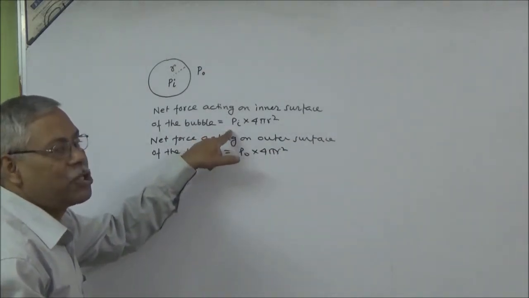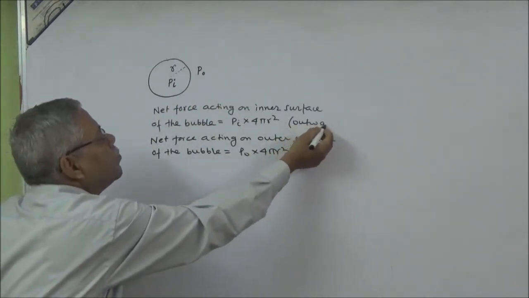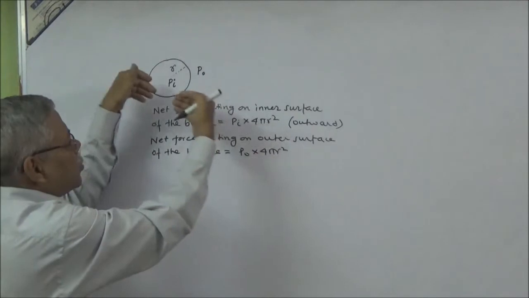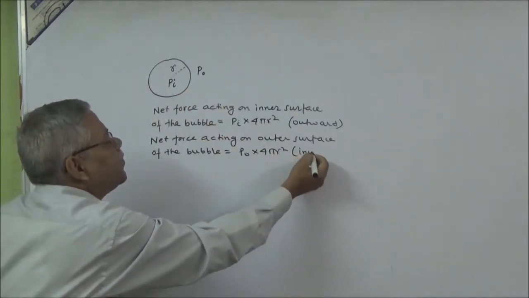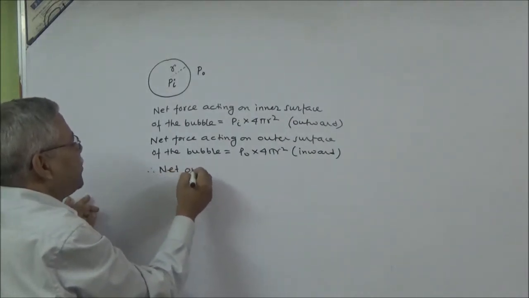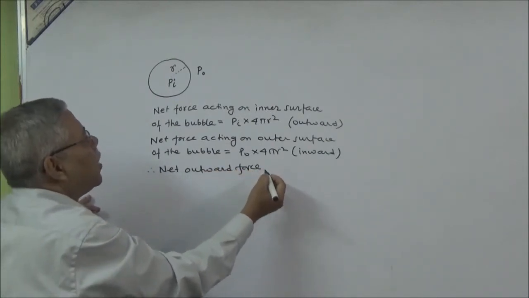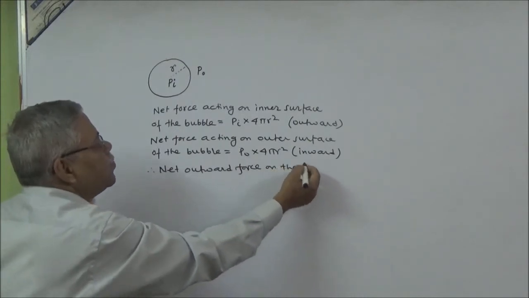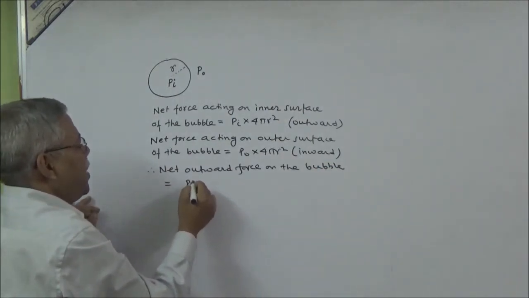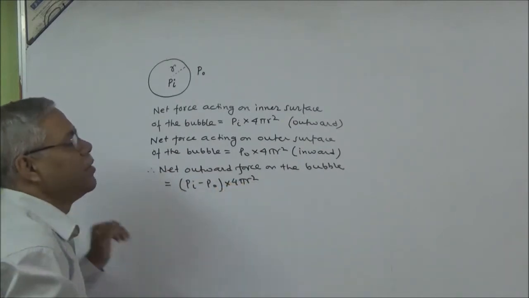What is the direction of this force? This force is outward. And what is the direction of this force, Po into 4 pi r square? Inward. Hence, net outward force on the bubble equal to Pi minus Po into 4 pi r square.